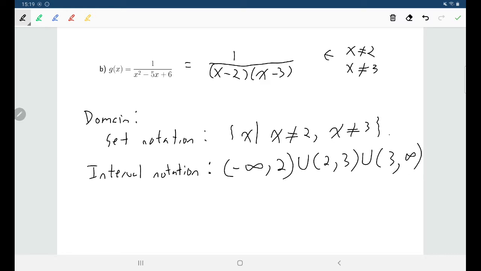So this is an example of one where interval notation maybe is a little bit clumsier to use, because here our domain is really in three pieces: everything below 2, everything between 2 and 3, everything above 3. And so if we're expressing our domain in interval notation, we've got three intervals combined together. Set notation may be a little bit easier because you can just say it's everything except for those two values that we don't want.